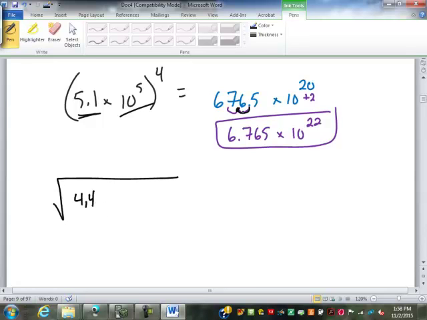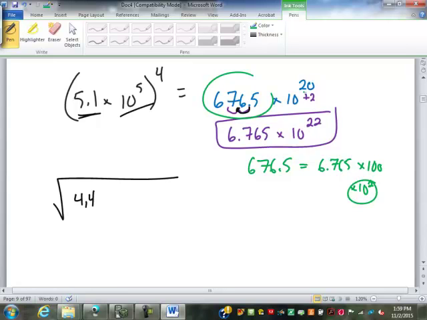Well, if the number gets smaller, the power has to get bigger. So this went from 676 down to 6, so it got smaller by 2 decimal places, so the power gets larger. Think of it this way. What we're doing is breaking this up: 676.5 is 6.765 times 100, right? Or 10 squared. So you're adding that 2 to the power.